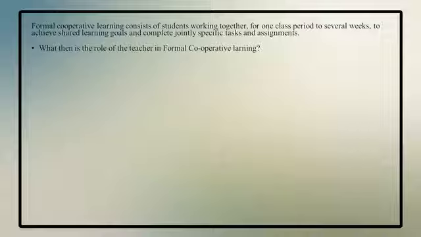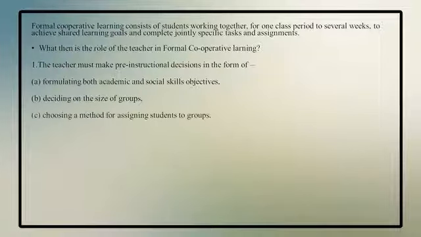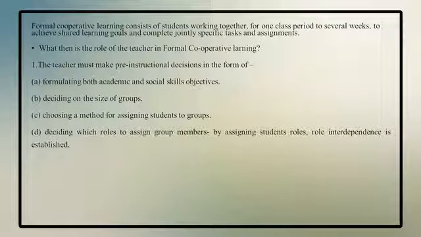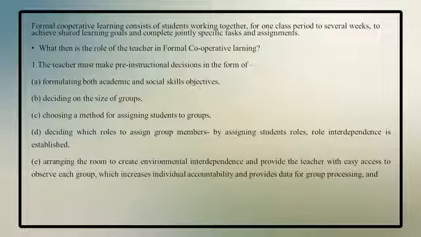What then would be the role of the teacher in formal cooperative learning? The teacher must make pre-instructional decisions in the form of formulating both academic and social skill objectives, deciding on the size of the group, choosing a method for assigning students to the various groups, deciding which roles to assign to the group members. By assigning students such different roles, role interdependence is established, which is very important.